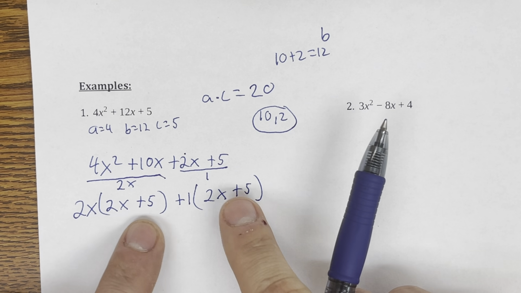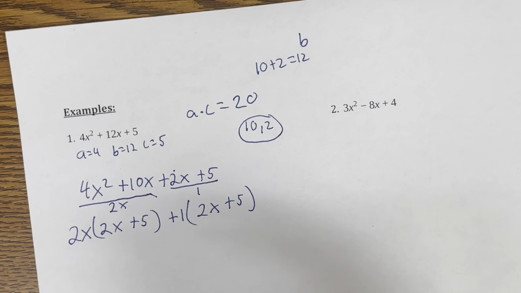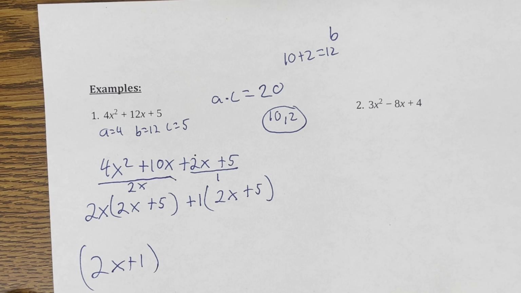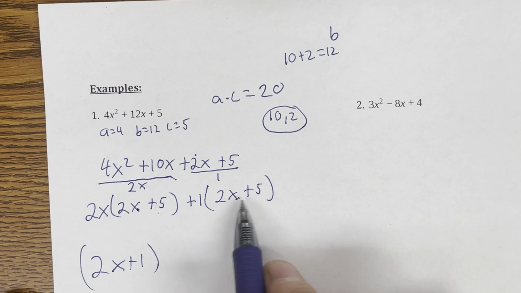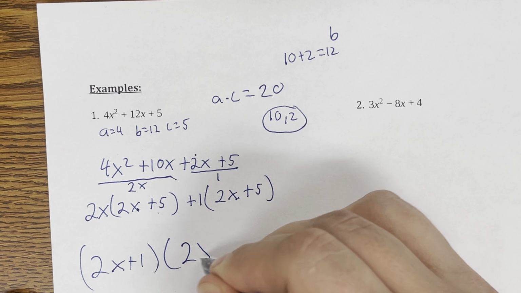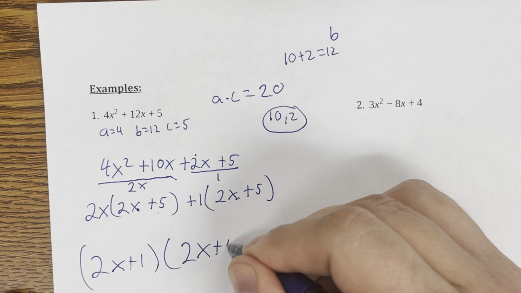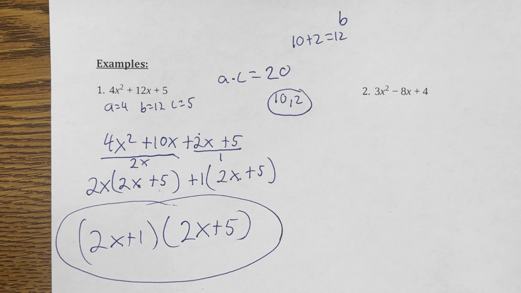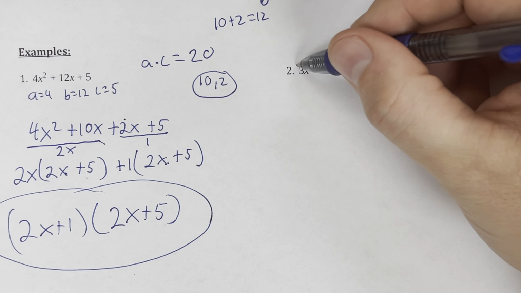Notice our parentheses are the same. So we take what's outside, which is 2x plus 1. Put that in the first set. Take the common group of parentheses and put it in the second. That's 2x plus 5 and we have it factored. You could FOIL it out to check your work. Okay? Another one. A times C.